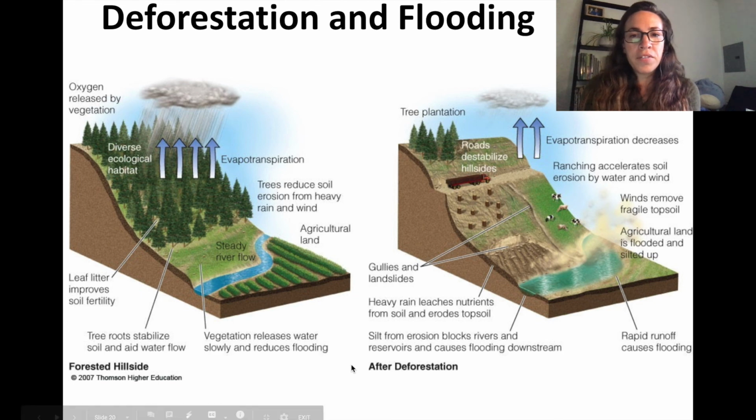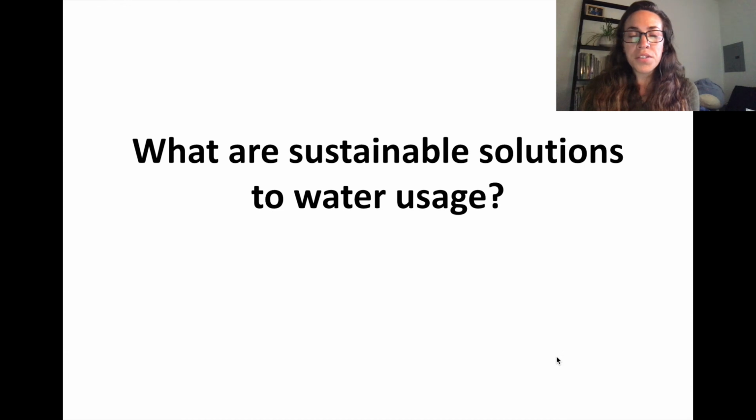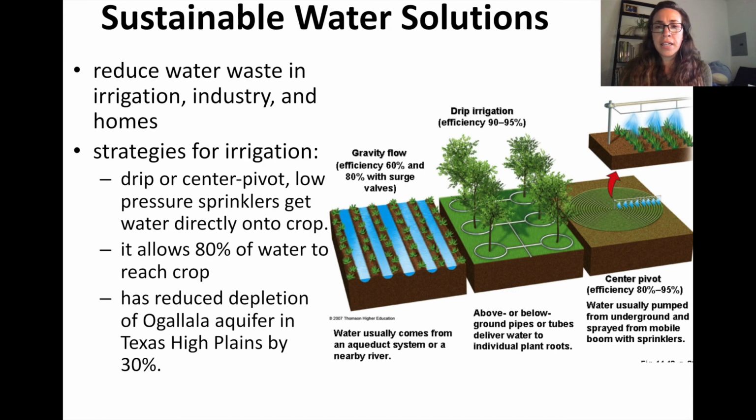This is another topic that we've talked about, which you guys are probably really familiar with, the deforestation and the flooding. But I just wanted to bring it back up and remind you that this is a major change in how water flows. When we've cleared an area, when we've removed the vegetation, when we've removed a significant portion of the soil, we're going to have a lot more runoff, and that can result in a lot of flooding. So what are some sustainable solutions?